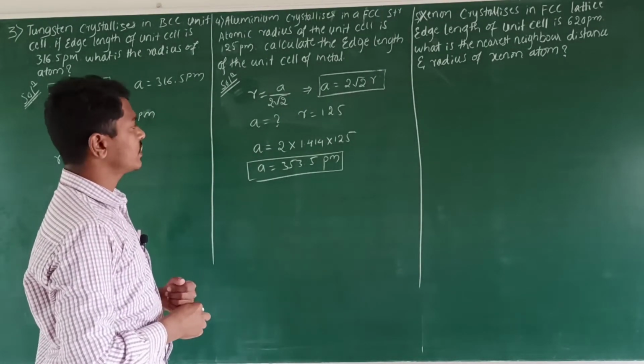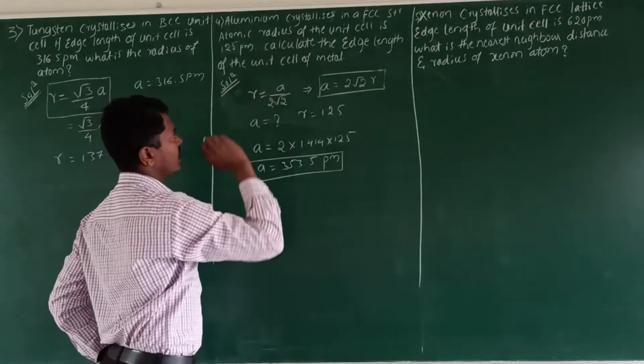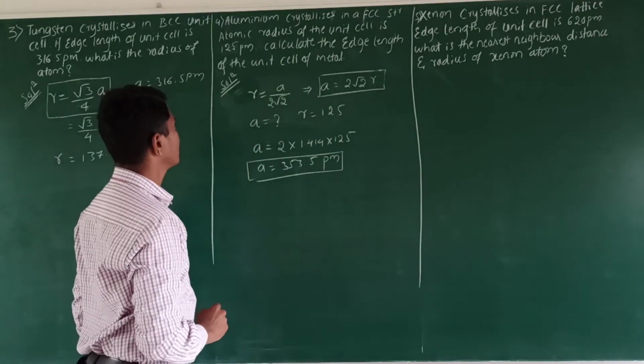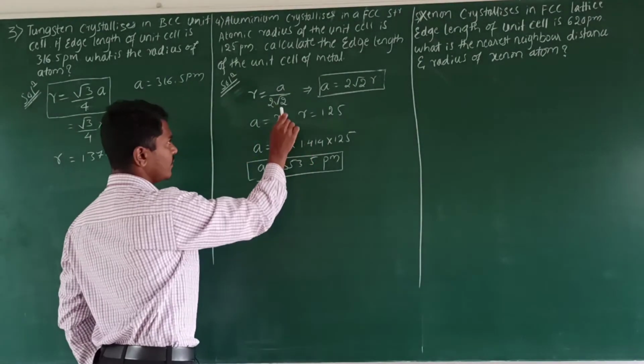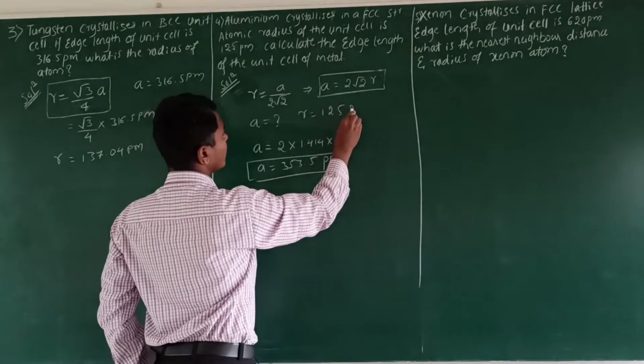Okay, next concept, I am repeating. Aluminum crystallizes into the FCC structure. The atomic radius of the unit cell is 125 picometer.